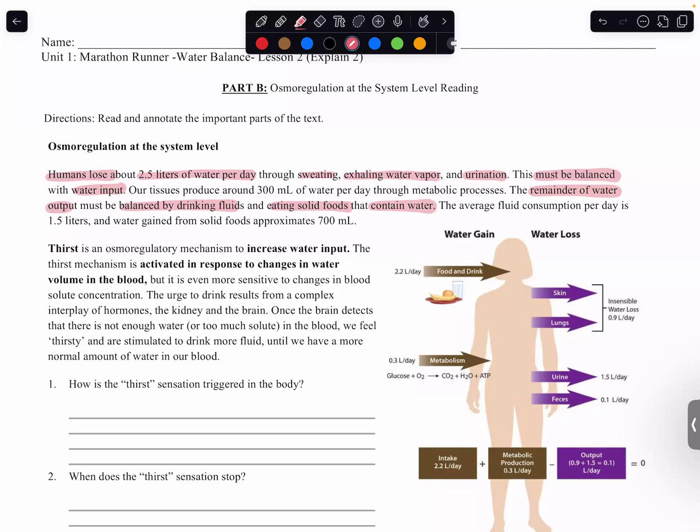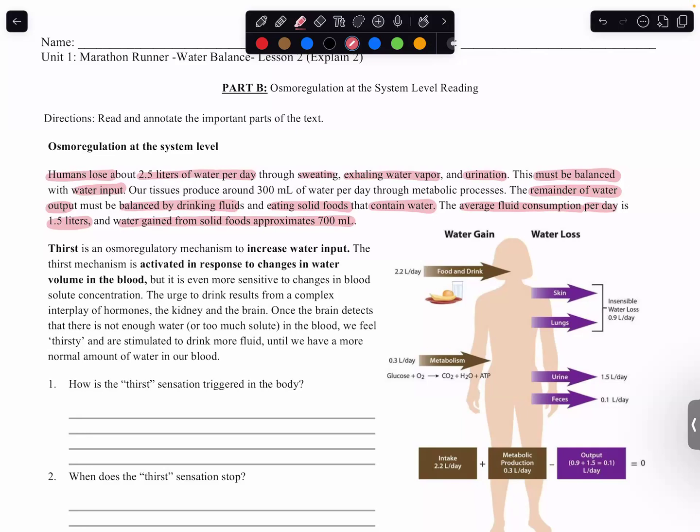The average fluid consumption per day is 1.5 liters, and water gained from solid foods approximates about 700 milliliters. So we only get a little over 2 liters of water per day on average, even though we're losing about 2.5 liters. So at this point, we're losing more water than the average person is putting back into their system on a daily basis. So overall, that might lead to dehydration, right?